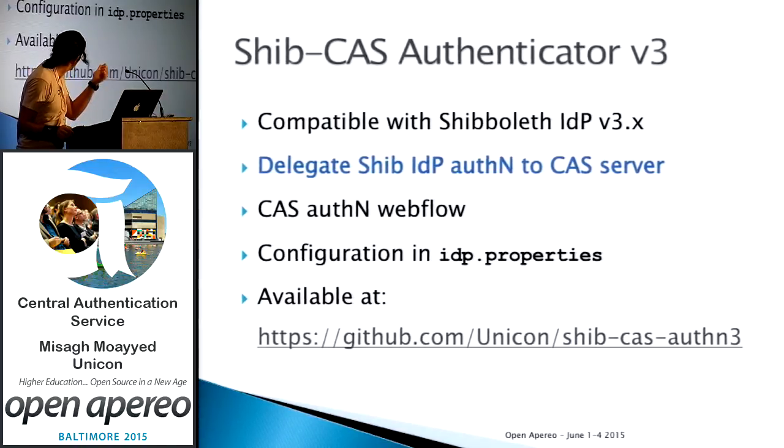The project's available on GitHub under Shib-CAS Authn 3. It's publicly available. And you're welcome to try it out. Tell us a bit more about it if you ran into any issues.